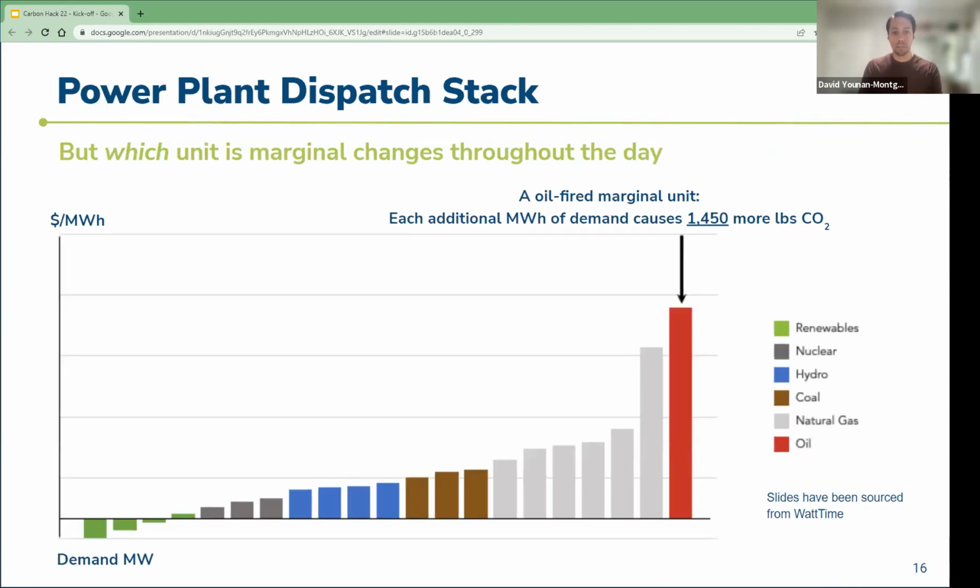Which unit is marginal changes throughout the day. It changes every few minutes. So at another point in time in this day, you could have a much higher carbon intensity of using electricity, more than double in this case. That's because the resource that would be responding to new load at that point is much dirtier. It's a much more carbon intensive fuel source. Next slide.